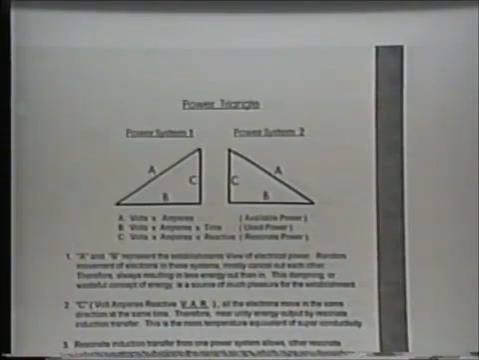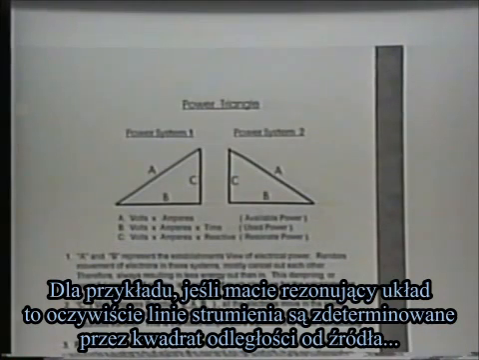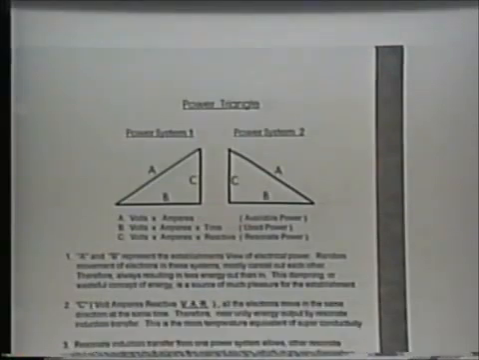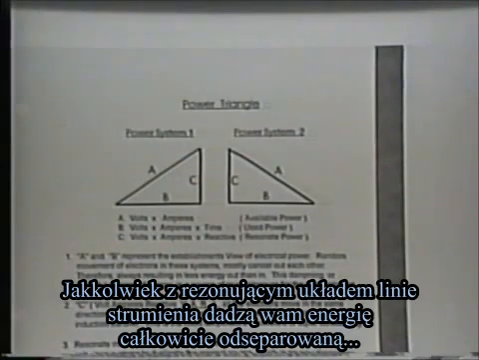Okay? They don't necessarily have to be very close at all. For example, if you have a resonant system, of course, the flux lines are determined by the square of the distance from the source, so they're diminishing in value as you move away from the device. So it's probably better if they're within a relatively short space if you want to benefit 100% from the flux lines that are there. However, with a resonant system, the flux lines will give you your energy that's totally separate.